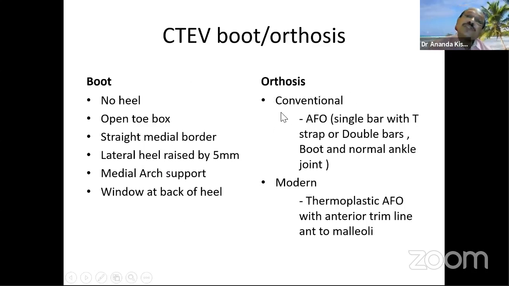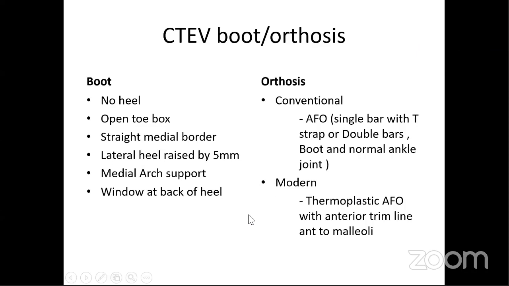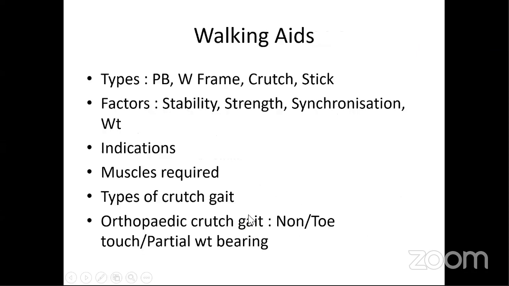Otherwise, CTEV orthosis may be conventional orthosis, the ankle foot orthosis with single bar with T-strap, or double bars with boot and normal ankle joint. Otherwise, it may be modern, a thermoplastic ankle foot orthosis with the anterior trim line anterior to the medial line.